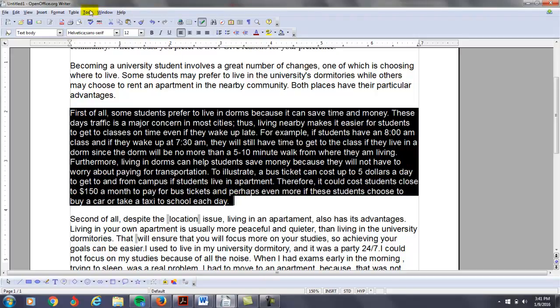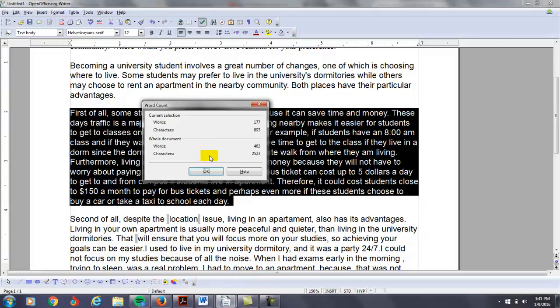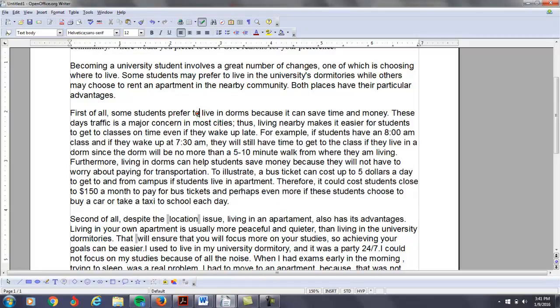So let's take a look at the paragraph. Okay, that's plenty. That's 177 words, so that's enough, way enough. The average paragraph is between about 50 and 150 words, so I might be overdoing it a little bit. But I do have my two ideas here. So I'm trying to illustrate 2 points. So we have, first of all, some students prefer to live in dorms because it can save time and money. These days, traffic is a major concern in most cities, thus living nearby makes it easier for students to get to classes on time, even if they wake up late.